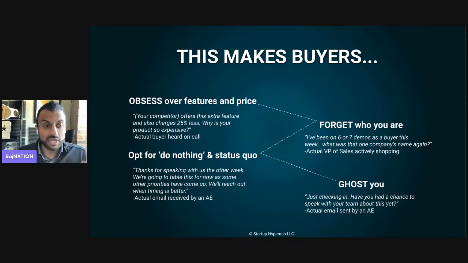Just curious to know, let me know in the chat, you can use obsess or forget or status or quo or ghost. Let me know which one of those things has happened to you before, just with a one-word response. Obsess, forget, quo, or ghost. Be curious to see what's happened in your situations.